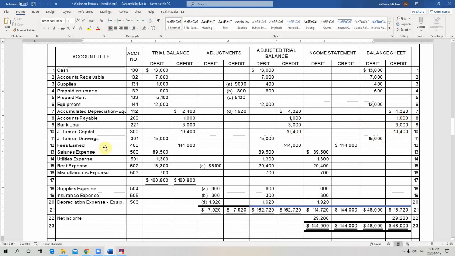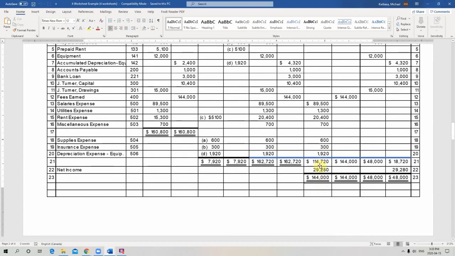Next, we have fees earned. Now, this number gets transferred not to the balance sheet, but to the income statement. And we keep going down, all the expenses are going to be transferred to the income statement. All right, now we finally get to this point, and we come up with totals.